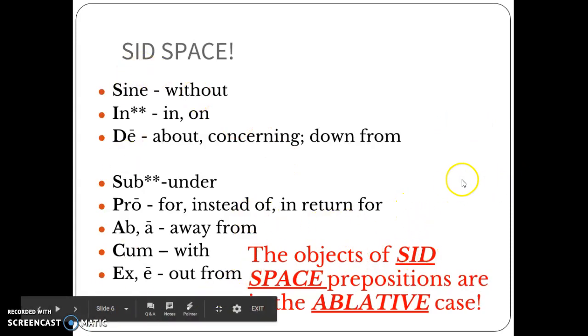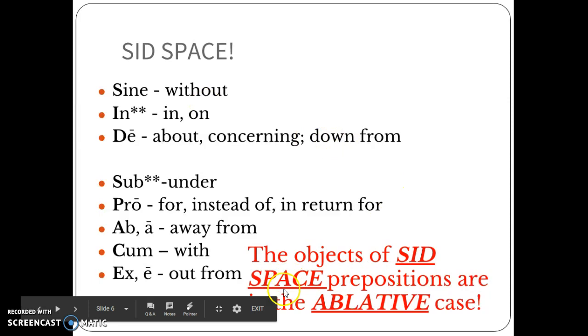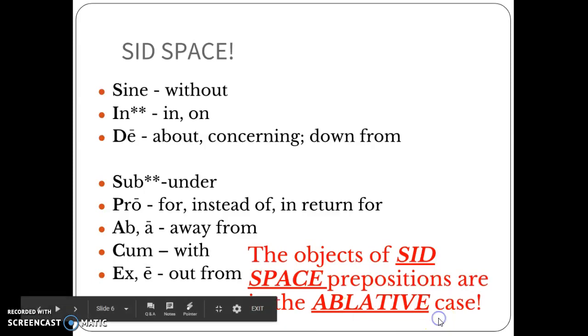Okay. So the thing that makes SID space prepositions their quirk is that they're objects. So if I said without the cat, for example, the cat would be the object of that preposition. Without would be its preposition. So without the cat. Sine would mean without, and the word for cat, feles, well, the object of a SID space preposition is in the ablative case. And so we need to learn a new case just for this.